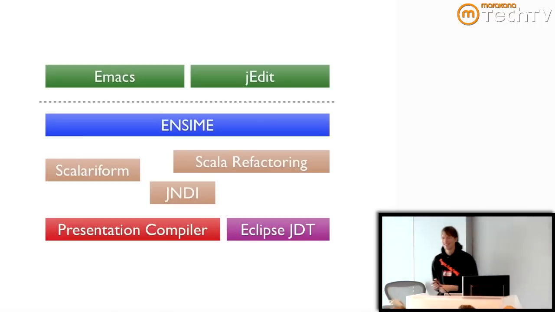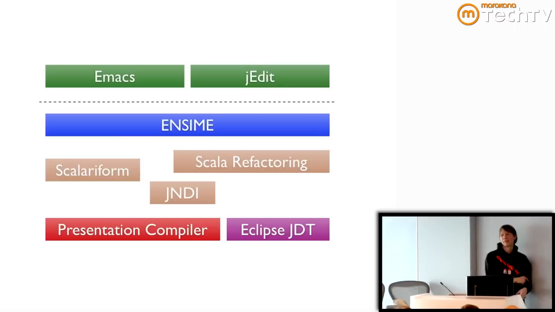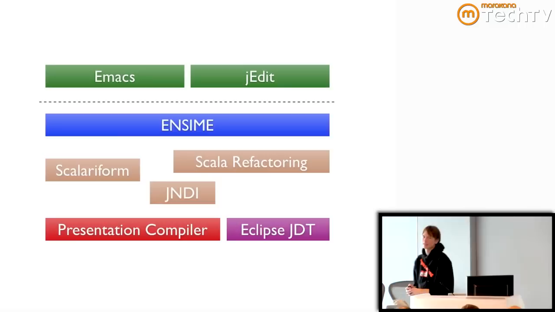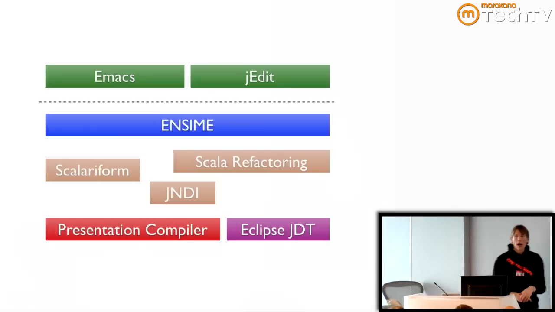Yeah, the error checking on Java. That's not supported in JEdit, but it is supported in Emacs. So if you open up Java files that are in your ENSIME projects, you have an IDE, which is pretty cool. So how do we work with ENSIME?